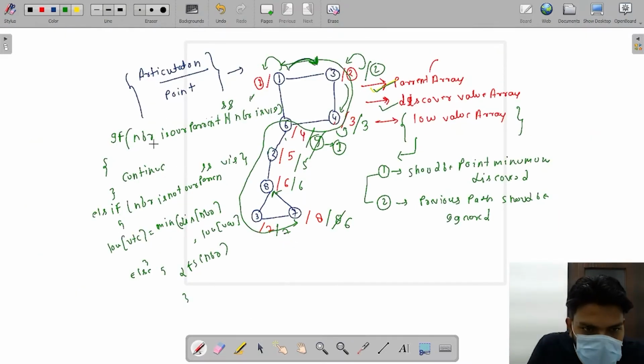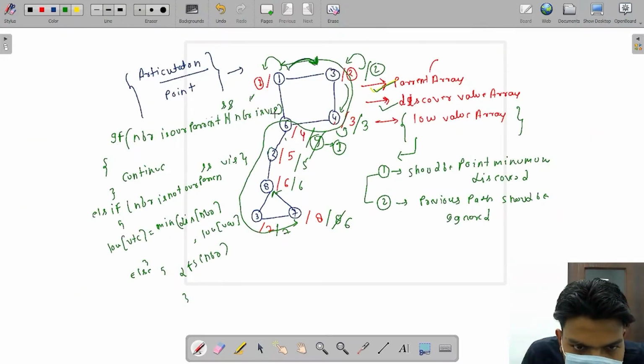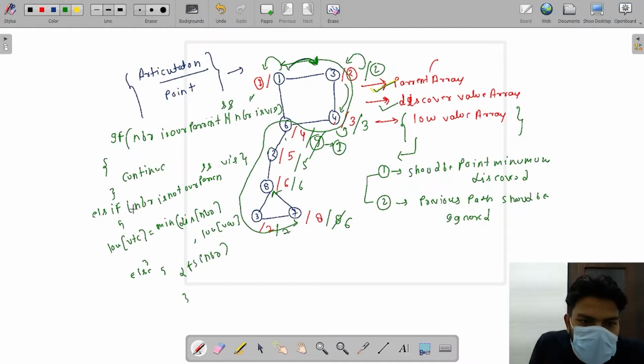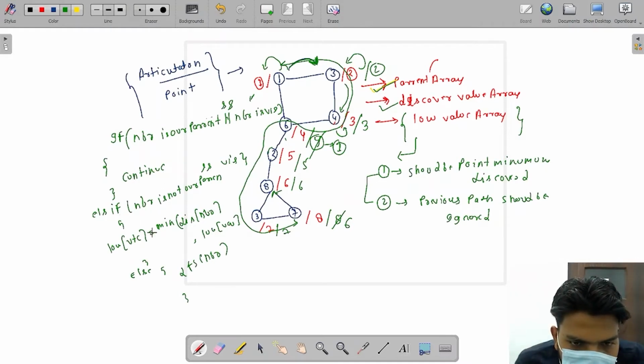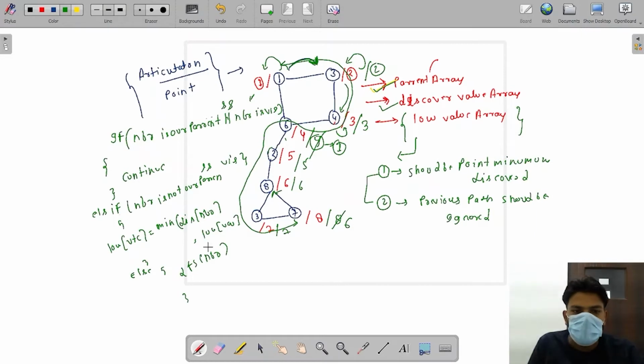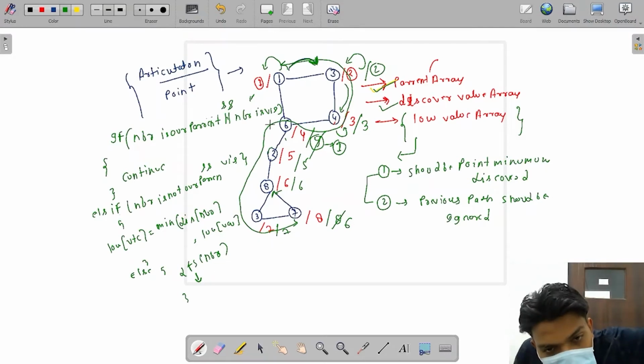So if the neighbor is our parent and the neighbor is visited, then we have to continue. Else if the neighbor is not our parent, then we just update our low value. Otherwise we call DFS. After calling DFS on the neighbor, we have to update our low value in post order. In the sense, at the stage of backtracking, we have to update our neighbor values.